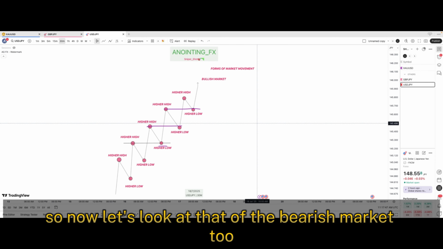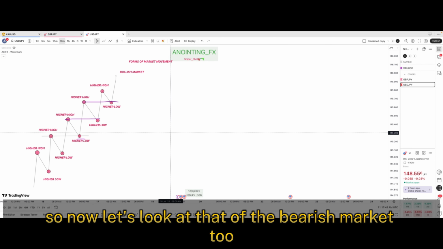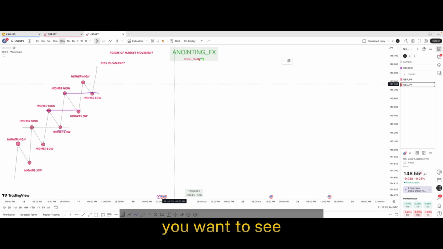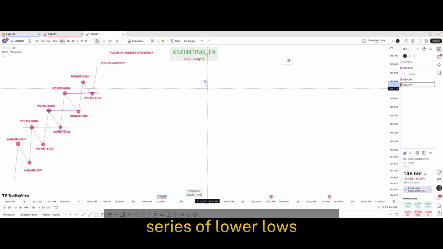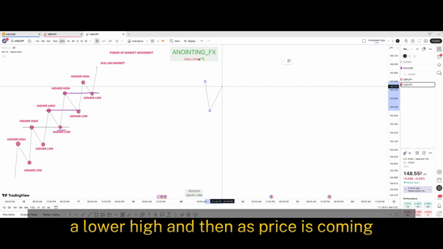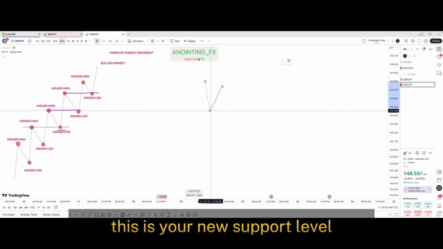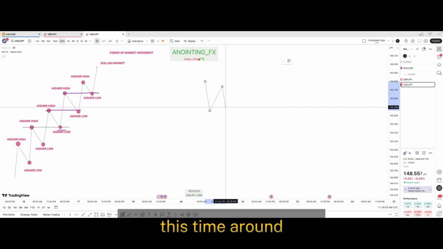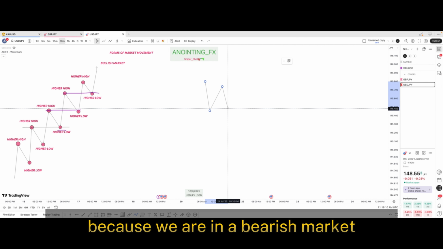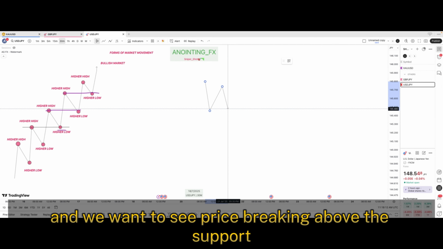So now let's look at that of the bearish market too. So the same thing applies here. In the bearish market, you want to see a series of lower lows, a lower high, and then as price is coming, this is your new support level. This time around, we are not going to buy from the support level because we are in a bearish market and you want to see price breaking below the support.